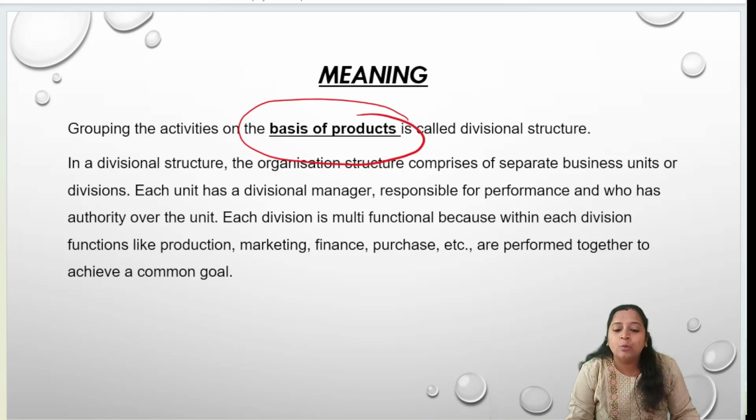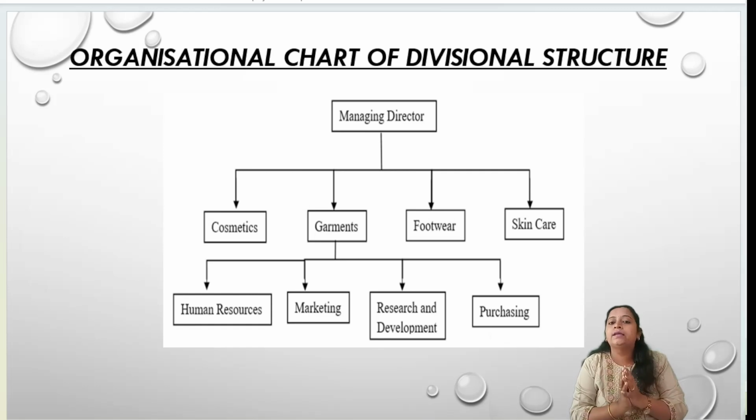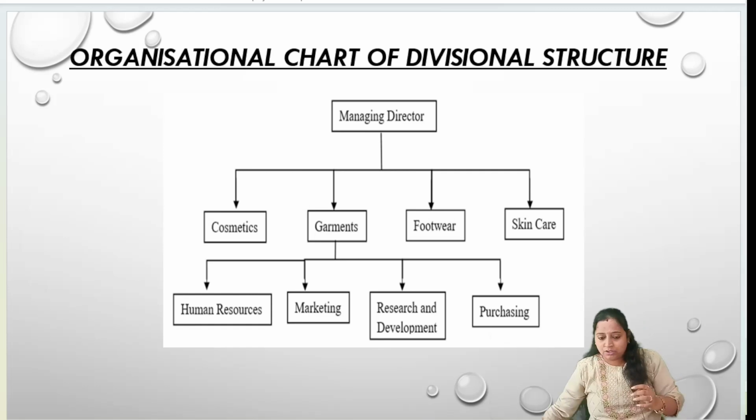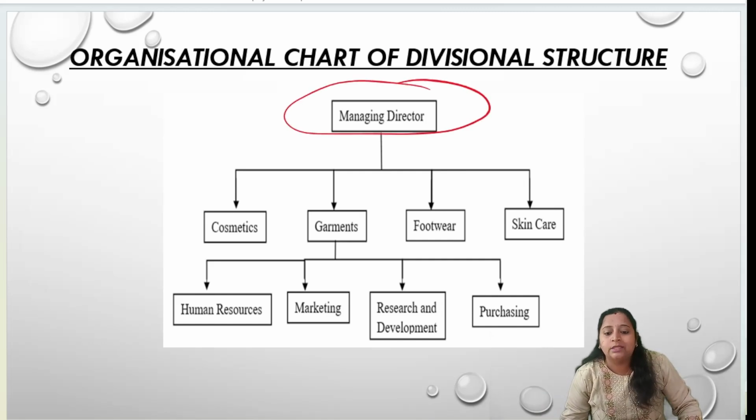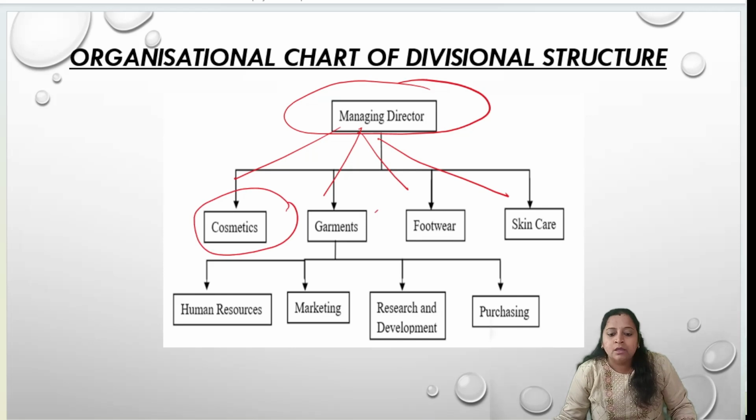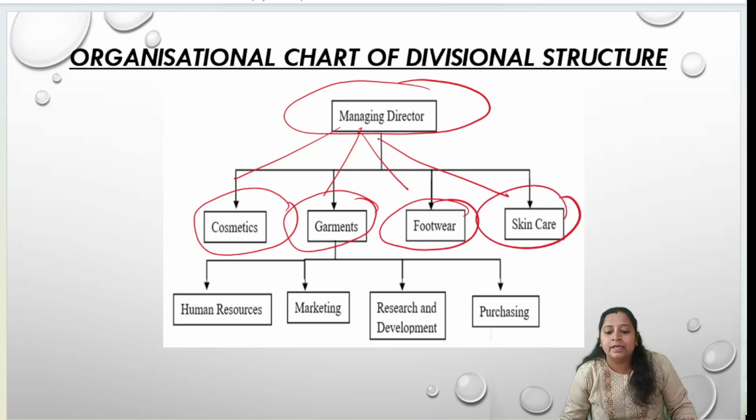Okay, so now we'll see the organizational chart. You can see the organizational chart of your divisional structure. See, on the top you will have a managing director, that is called MD. Below, we are producing so many products. We are into so many categories. You can see here, we are into cosmetics, garments, footwear, skincare. Different products you are producing here.